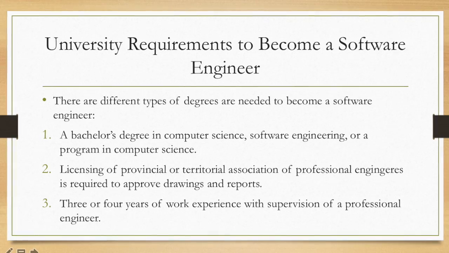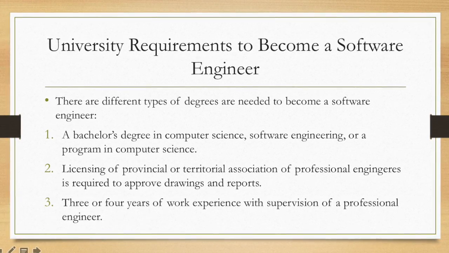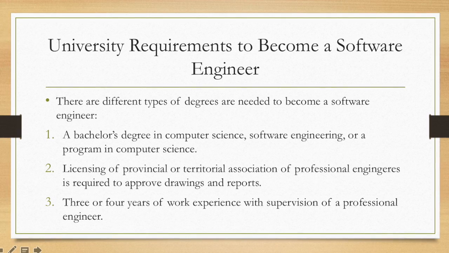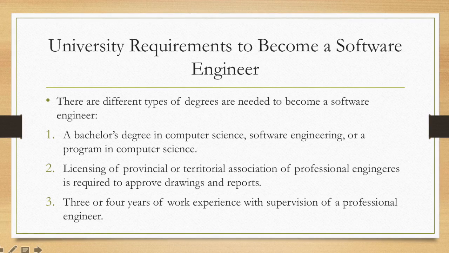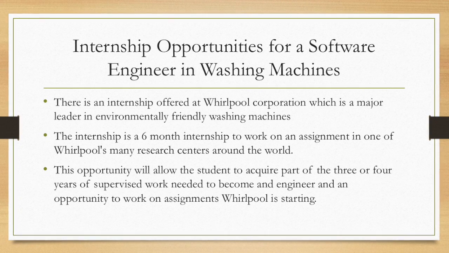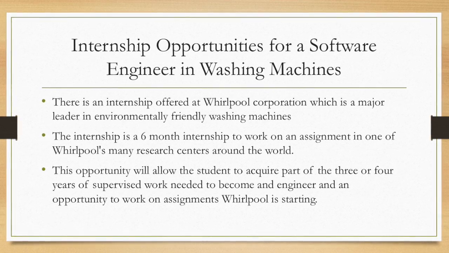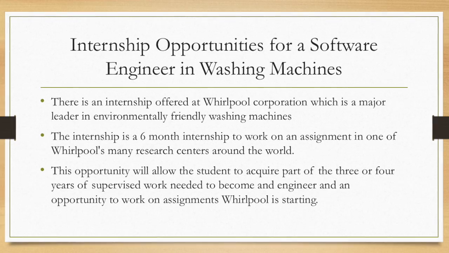Lastly, before you are allowed to get paid or work by yourself, you will need to obtain 3 to 4 years of engineering experience, which has to be supervised. To obtain these 3 to 4 years of supervised experience, you will need to find internships that are low paying or with no pay at all to allow you to become an engineer.